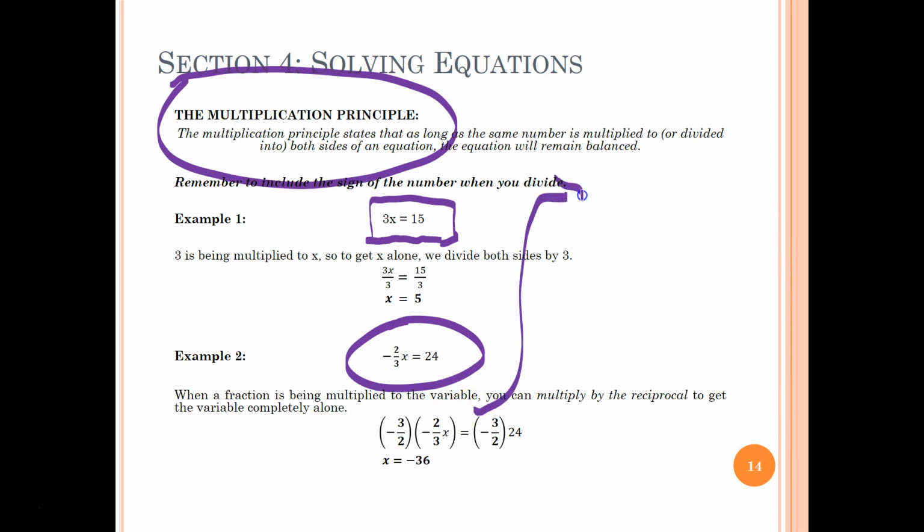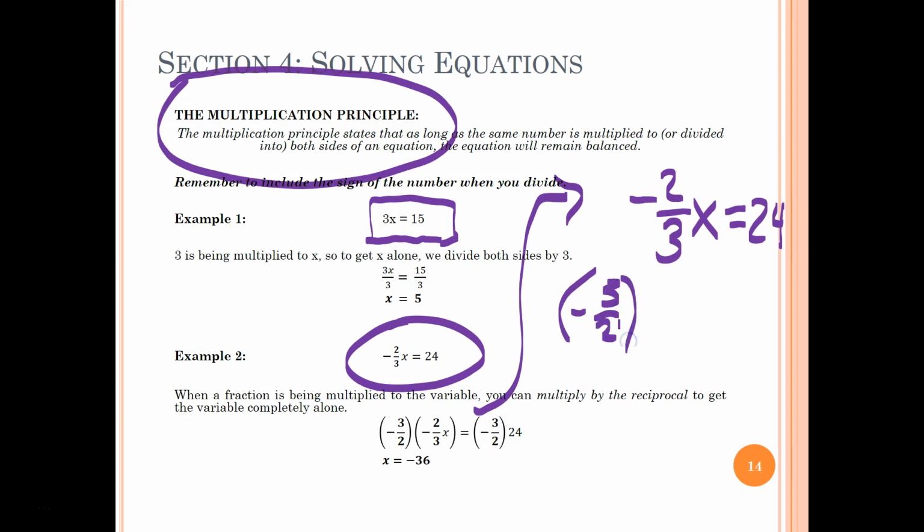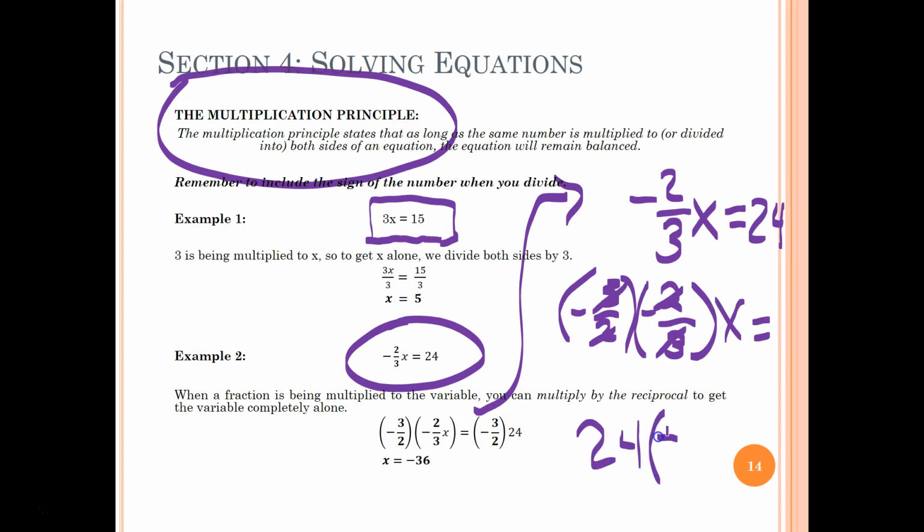So looking at this a little further, if we have -2/3 times x equals 24, we can multiply both of those sides by the reciprocal, which happens to be -3/2. And by doing that, notice that -3/2 times -2/3, you can see that any fraction multiplied by its reciprocal leaves us with just 1. So we have here 1x equals 24 times -3/2. And we just have to work that out in the calculator, giving us -36.